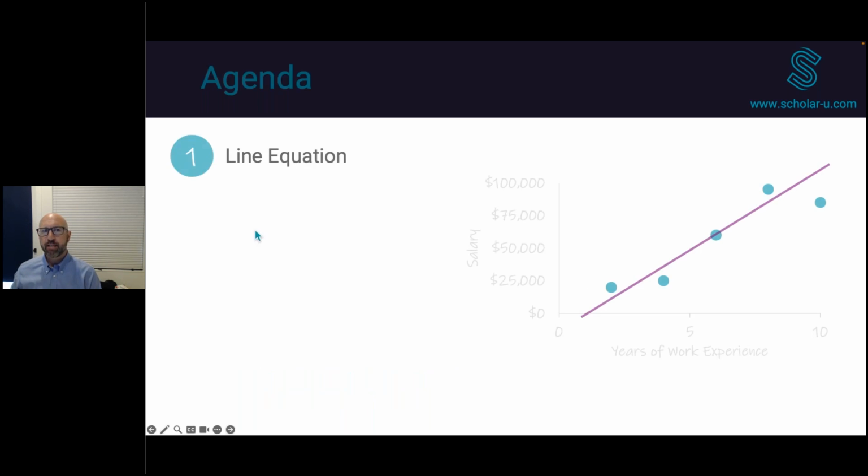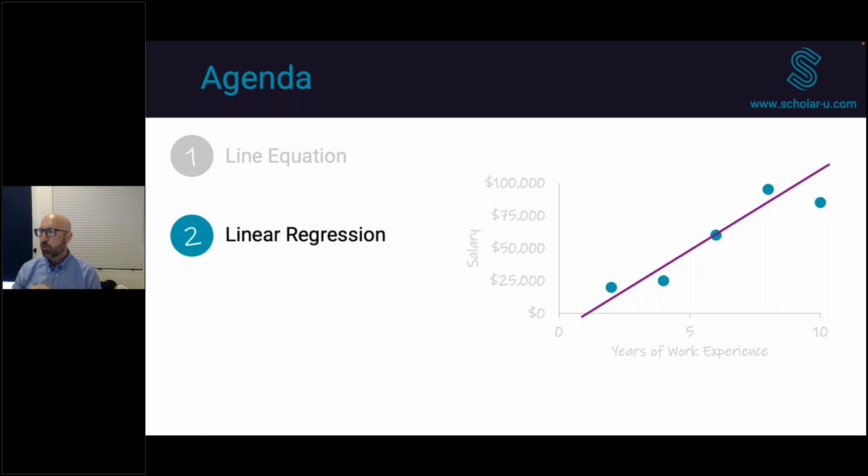For today's agenda, I have split it up into three distinct sections. The first section is a very short one where we're going to review what the line equation is and how it works. The second section, we're going to go through the theory of linear regression, just a superficial part of it. There is a lot to understand about linear regression. We're just going to cover the beginning part of it.